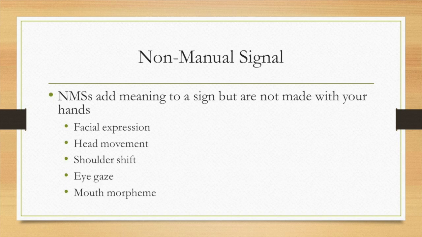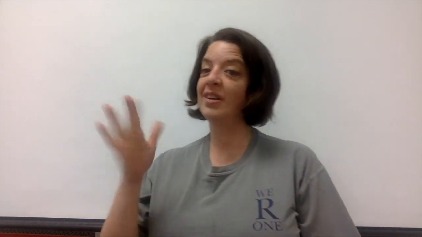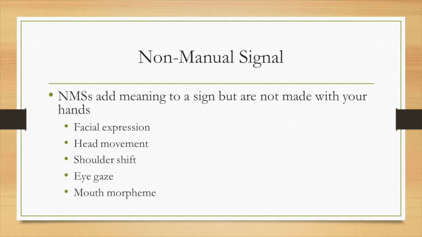A non-manual signal is a parameter of a sign that has meaning, but it isn't made with your hands. The most common is facial expression, like this one. They can also include head movement, like a nod, or a shoulder shift, like this sentence. Eye gaze and mouth morphemes are non-manual signals too. Here are some common mouth movements that accompany signs.